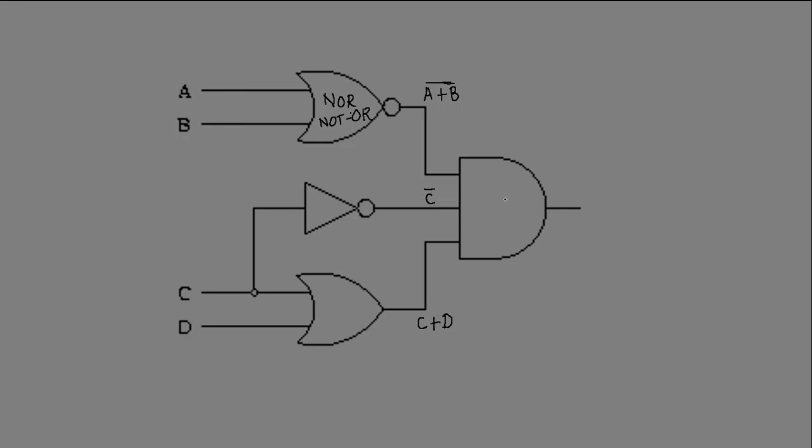Now this AND gate receives 3 signals, 1, 2 and 3, and there will be a dot between these 3 signals. So therefore the output of this AND gate, that is the final output, which is representing the Boolean expression, will be like this: complement of A plus B, right, inside one bracket, because this is the first input, dot the second input is C complement, dot the third input will be C plus D. So this is how you can write down the Boolean expression for this circuit diagram.